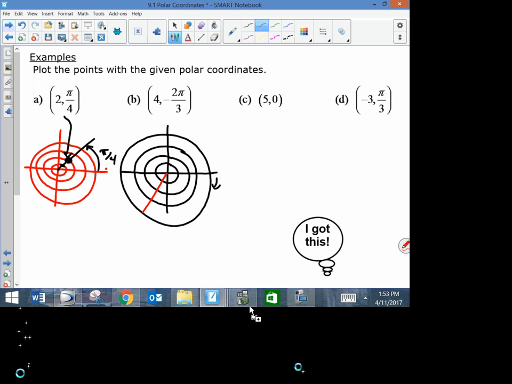Because this is 3 pi over 3. So this is negative 2 pi over 3. That's a pi over third. Okay. And then 1, 2, 3, 4 would be right there.